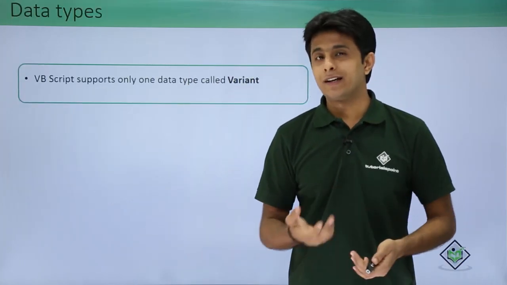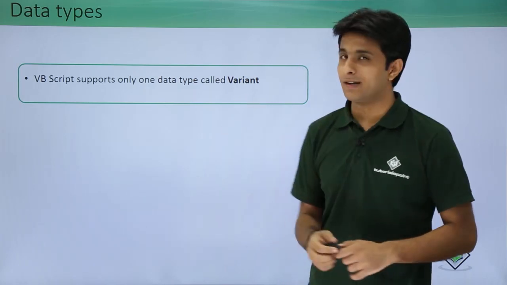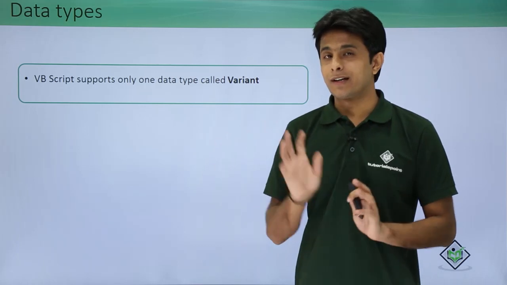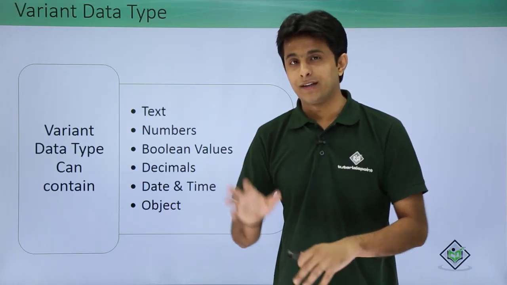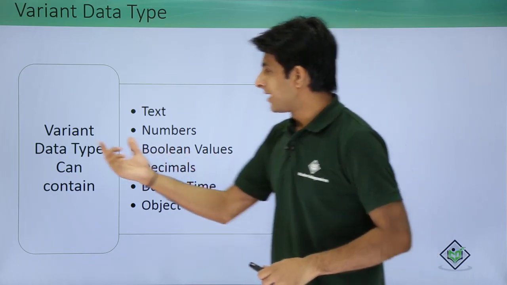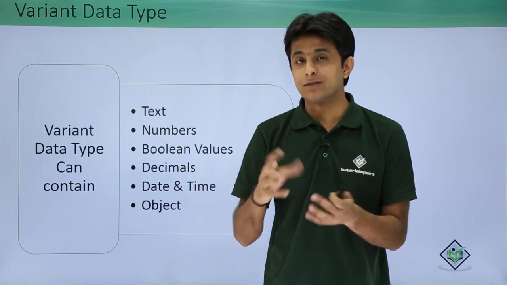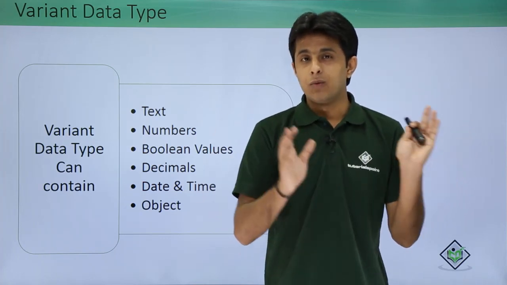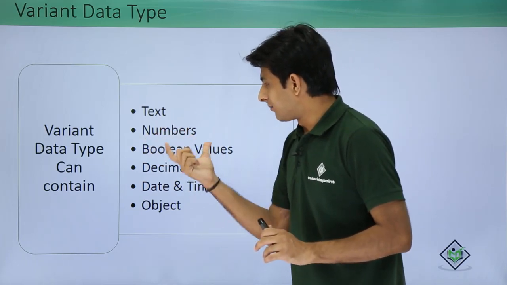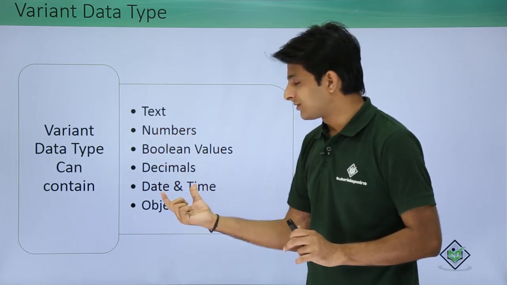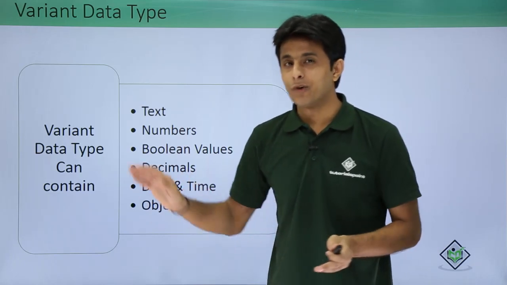Now let's see the different data types it supports. VBScript supports only one data type, that is variant. Anything you want to declare is of variant type. But variant has multiple subtypes. So what does the variant data type contain? Will it contain numbers, text? It contains everything. Whatever you can think of: text, numbers, boolean values, decimals, date and time, objects. There is no limit for this variant.